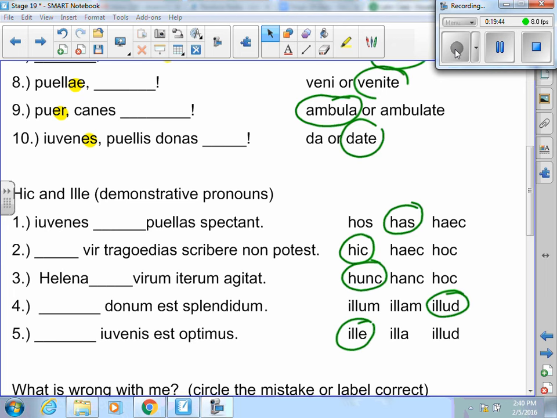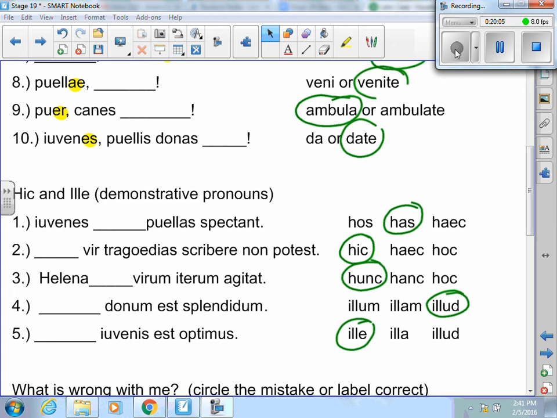Number 3, the word that comes after the blank is virum, so I need an accusative singular masculine form of hic. That would be hunc. Number 4, donum comes after the blank, so I need a nominative neuter form, singular neuter form, and that would be illud. And Uranus is nominative, it is singular, it is masculine. The nominative singular masculine form of ille is ille.